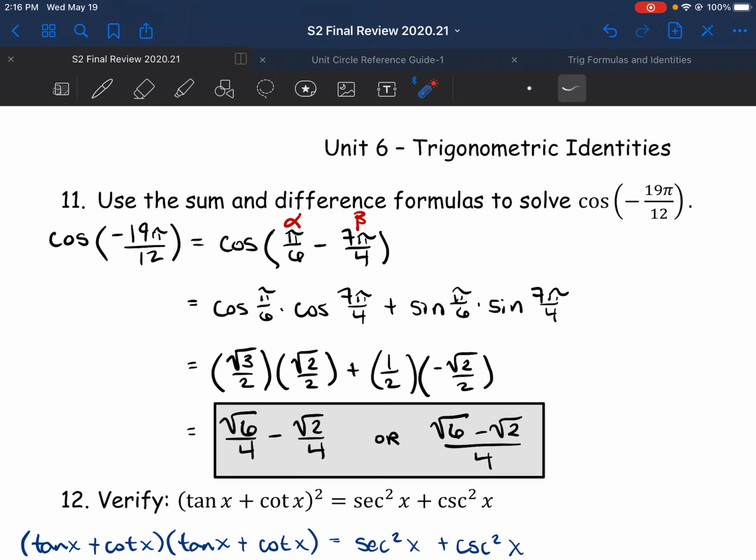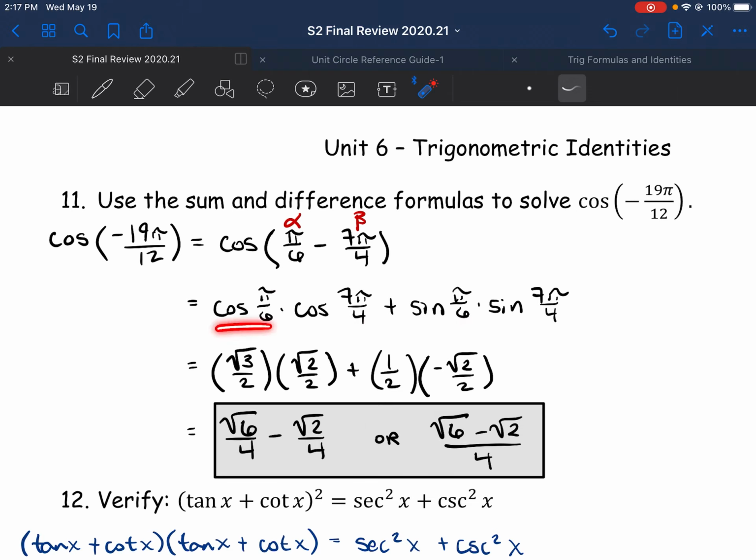All right, so now we have a cosine subtraction problem. The difference formula for cosine is cosine alpha times cosine beta plus sine alpha times sine beta. That's our cosine subtraction formula. So that's what we do here, and we're going to let pi over 6 be alpha, and 7 pi over 4 be beta. So we just plug in the pieces where they go, okay? So this is what we get.